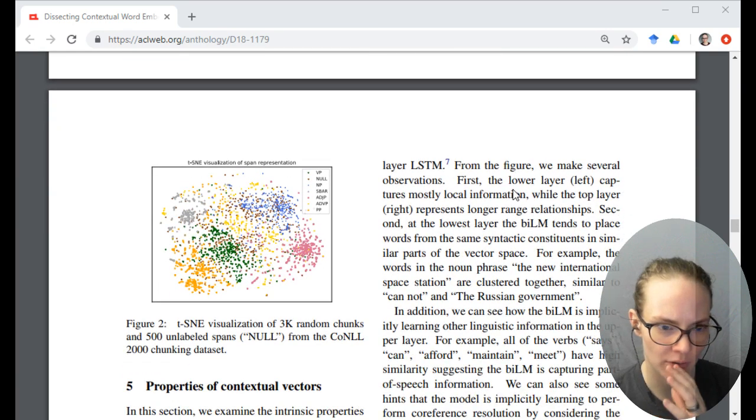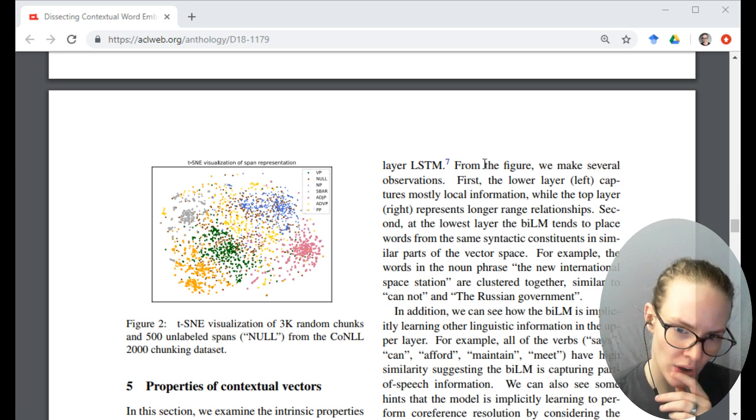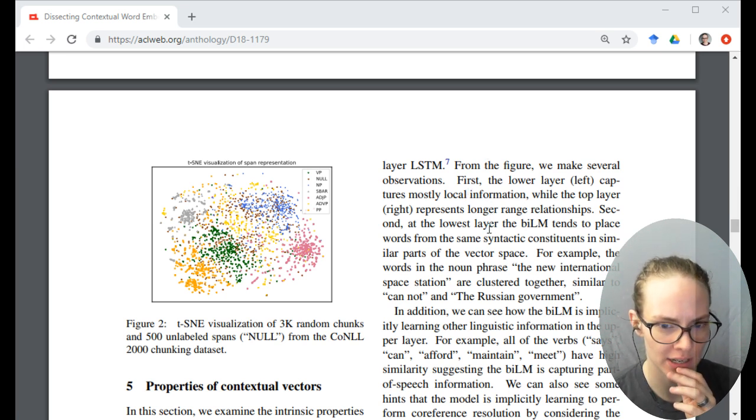From the figure, we make several observations. First, the lower layer, left, captures mostly local information, while the top layer, right, represents longer range relationships. Second, at the lowest layer, the BiLM tends to place words from the same syntactic constituents in similar parts of the vector space. For example, the words in the noun phrase, the new International Space Station, are clustered together, similar to cannot, and the Russian government.